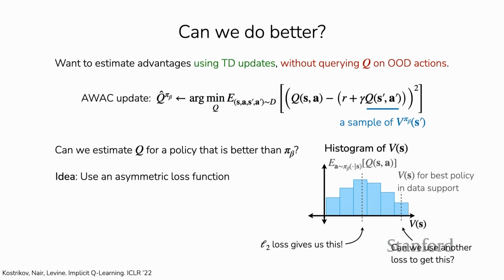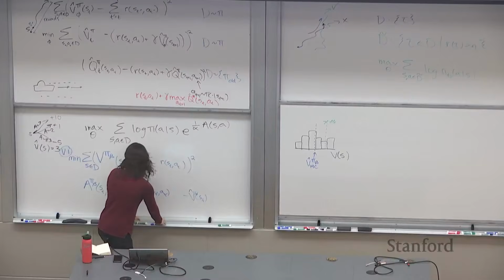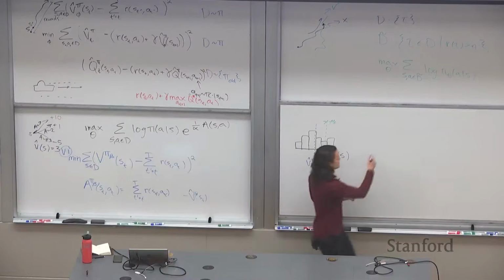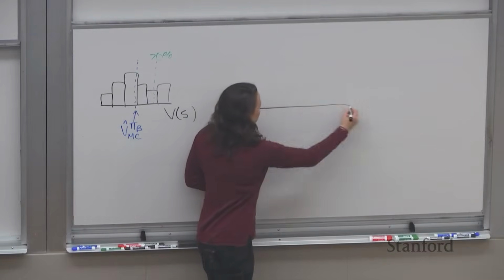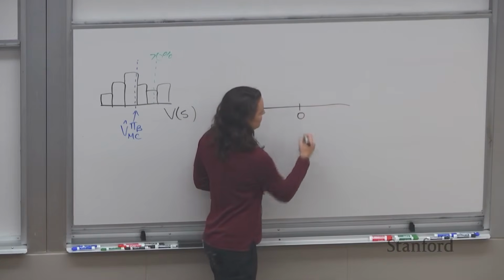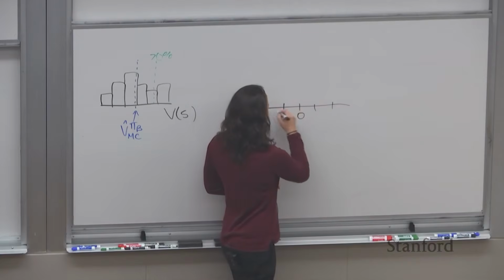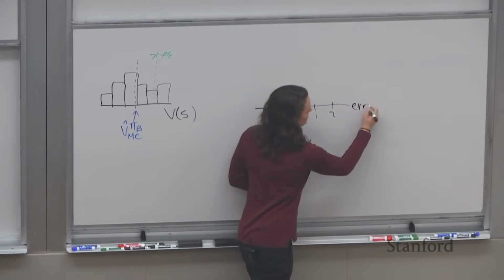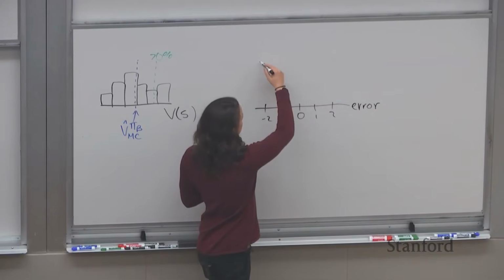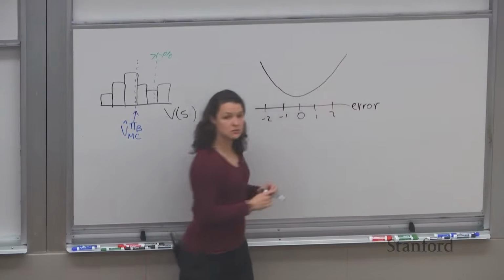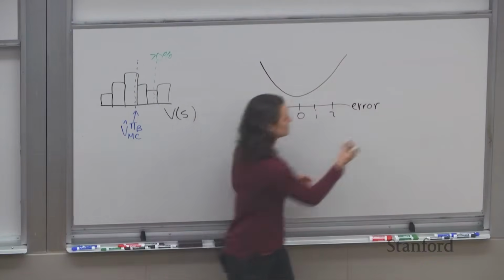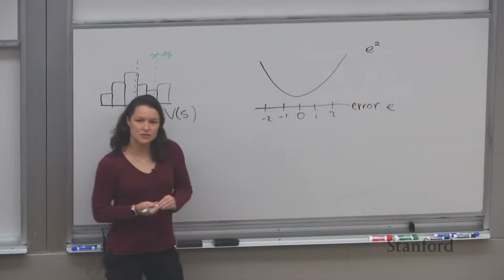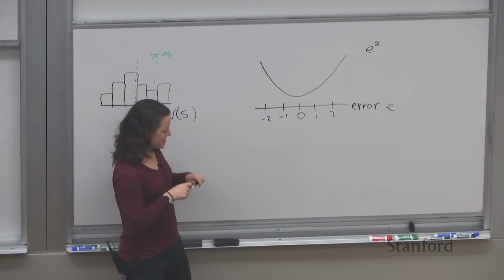Now, an idea for how to do this. When we use an L2 loss, we have some error. This is the error plotted on the x-axis, and for an L2 loss we have something like this, where maybe let's call this E. This is E squared.